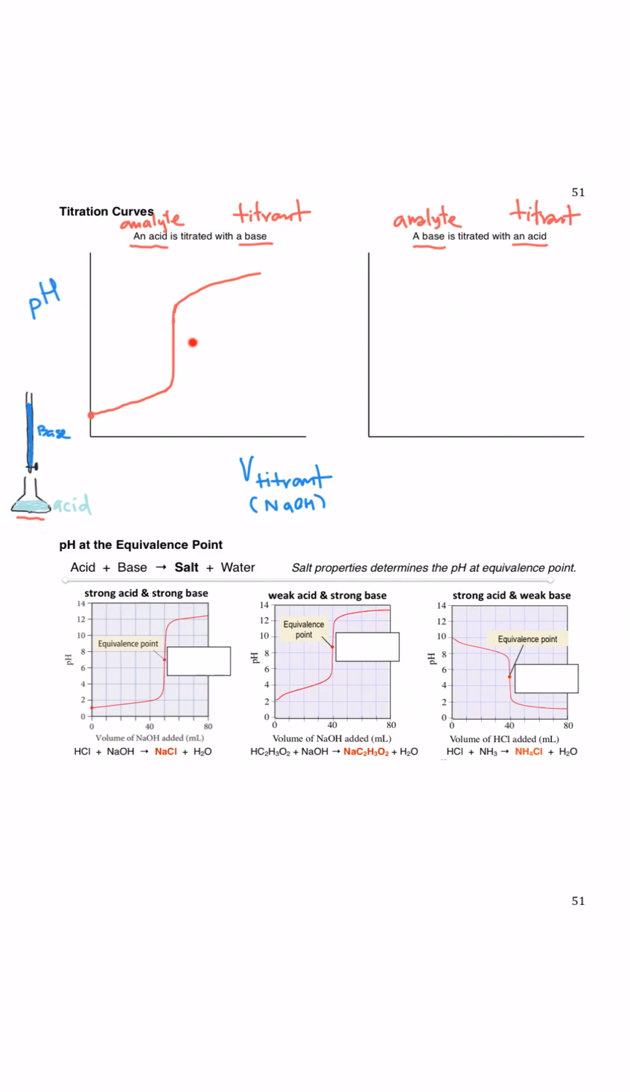The middle of this part of the graph, where the pH increases the steepest, we call that the equivalence point. Again, this point is when the moles of acid equal the moles of base. And if you trace this down to see the volume, this is the volume at the equivalence point, which we call the end point. And again, if you trace this point to the y-axis, we can see that this is the pH at the end point.